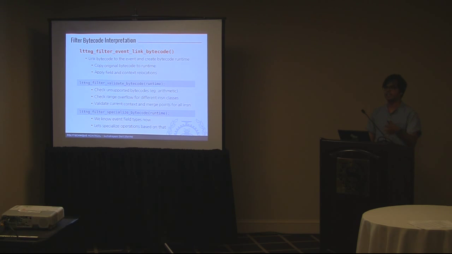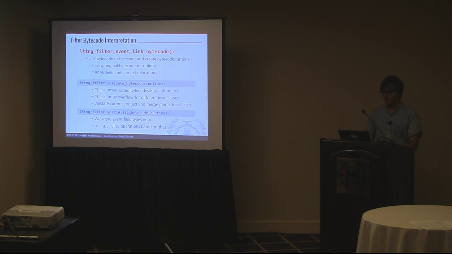This is like the second step of validation, which happens before. There is the first small validation, which is done when the IR was generated, and this is the second validation, which is done just to check if the bytecode generated is okay. So we see if there is no unsupported bytecode. We see the range overflows for different instruction classes. If it's an integer, you want to see that the context, etc. is not a range overflow for that. Then you validate the current context and merge points for all instructions. This is a bit detailed, and I can probably talk later about it.